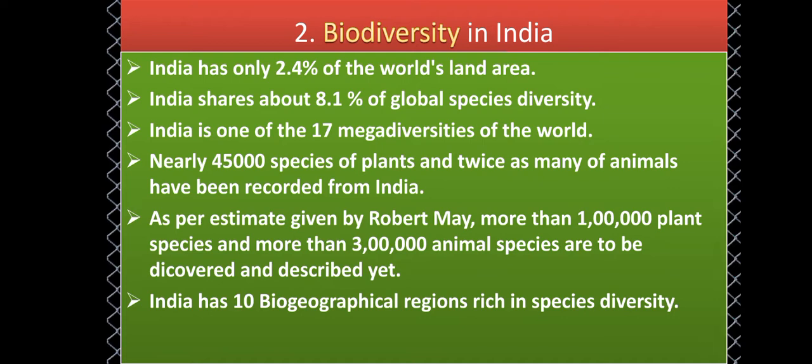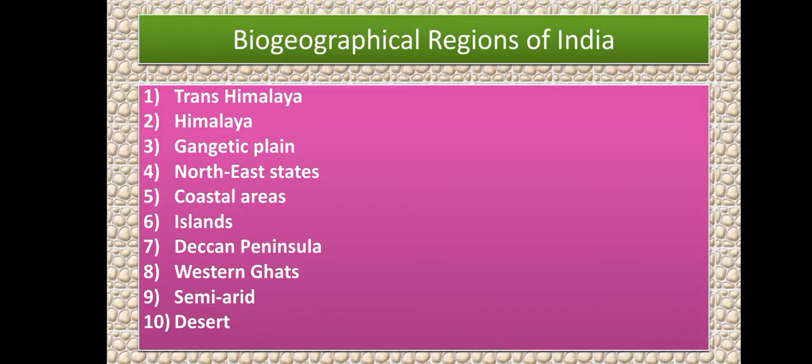India has 10 biogeographical regions which are rich in species diversity. These biogeographical regions are: number 1, Trans Himalaya; number 2, Himalaya; number 3, Gangetic Plains; number 4, Northeast States; number 5, coastal areas; number 6, islands; number 7, Deccan Peninsula; number 8, Western Ghats; number 9, semi-arid; and number 10, desert.